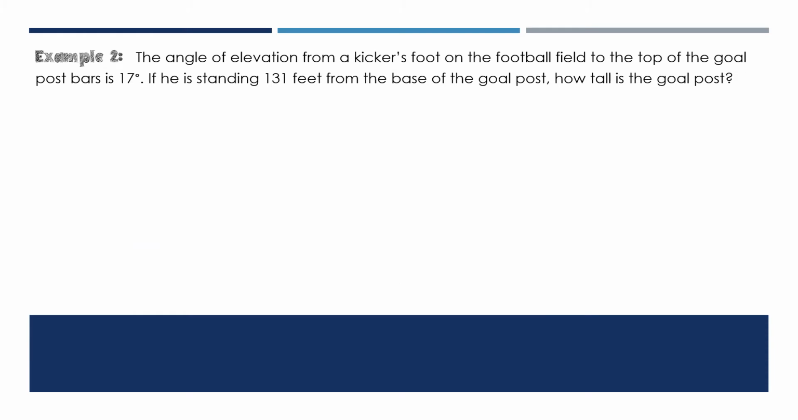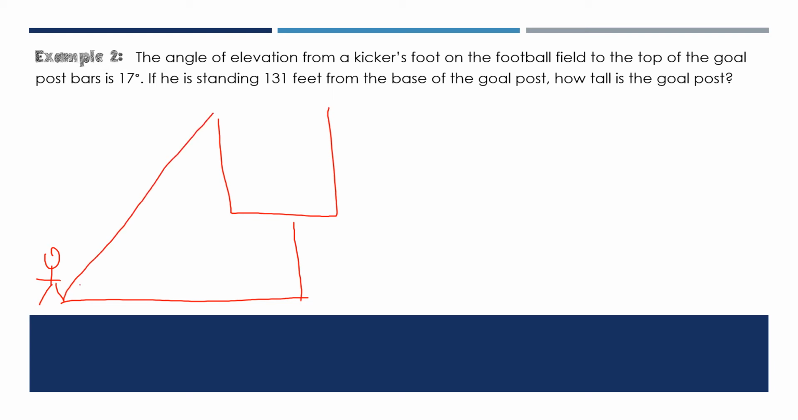For our second example, the angle of elevation from a kicker's foot on the football field to the top of the goal post bars is 17 degrees. So we've got our kicker, his foot's down here, there's the ground, here's our goal post. So from his foot to the top of the goal post is 17 degrees. That's going to create a right triangle. We want to know how tall the goal post is, and we know he's standing 131 feet away.